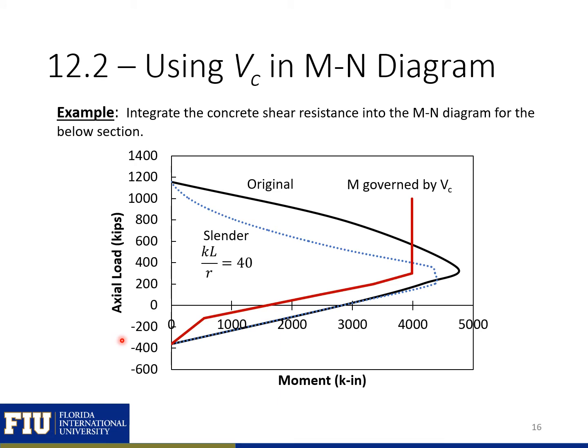And here is our moment axial force interaction diagram. The black line is our original plot. The blue line is including slenderness effects, where we have a slenderness ratio KL over r equal to 40. And the red line here is now our moment governed by our V_c. So as long as we are inside these curves, so if we have a point right here, we know that our column would not fail because of slenderness effects or because of shear failure.